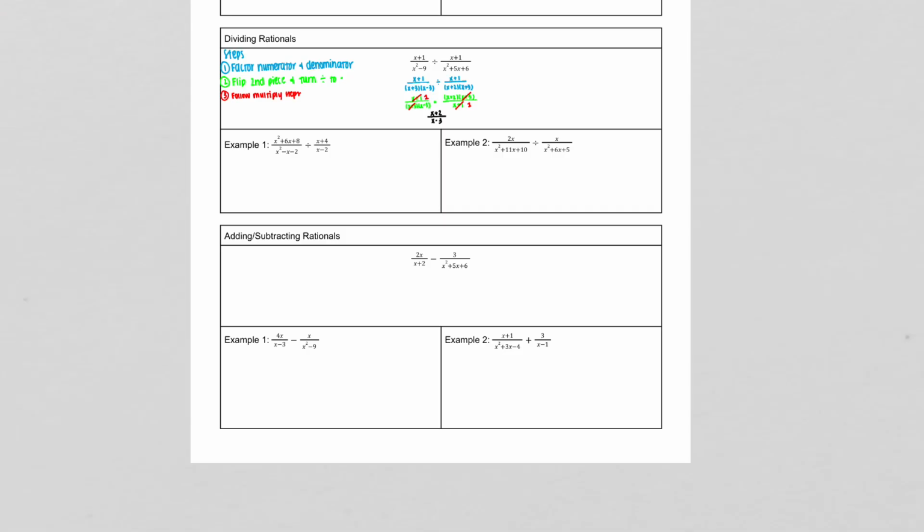The last thing we're going to do for this video is adding and subtracting rationals. They do have similar steps. The subtracting ones are the harder ones, so I am going to do one of those, but you have a subtraction and addition one to try on your own.